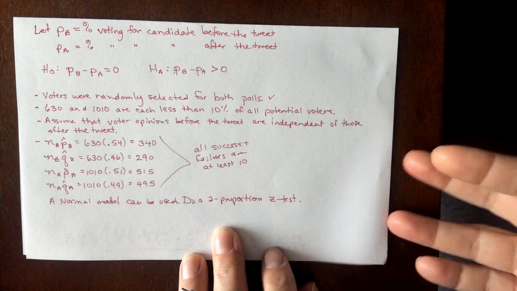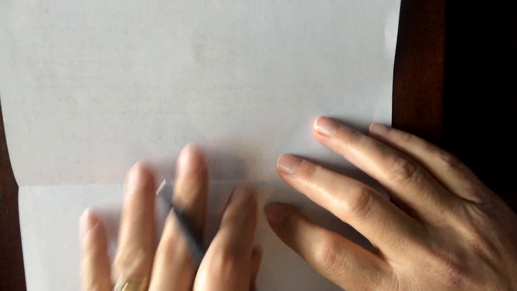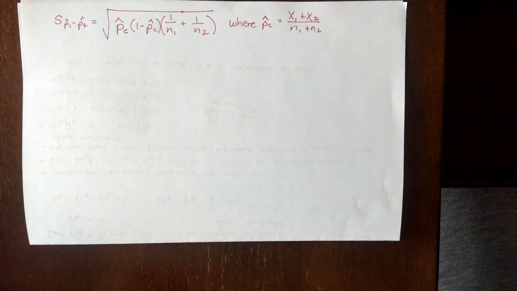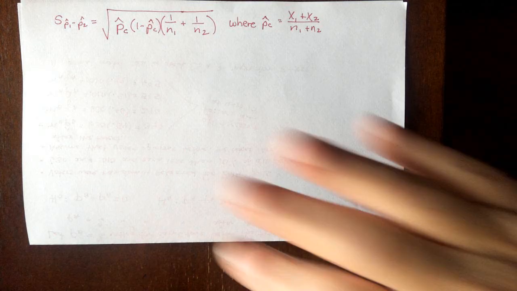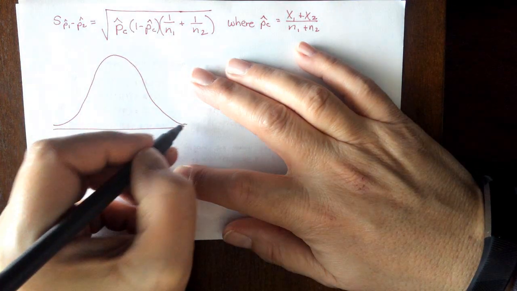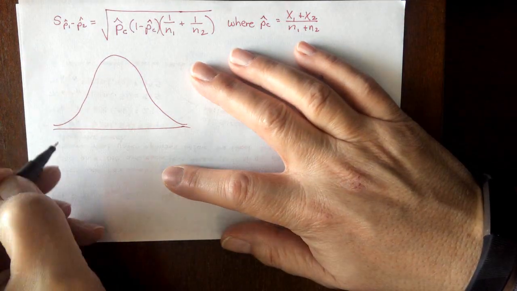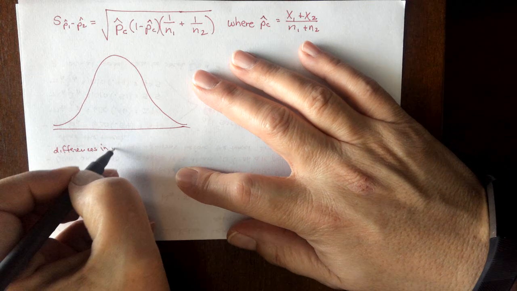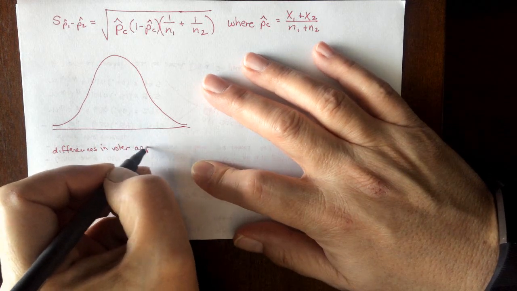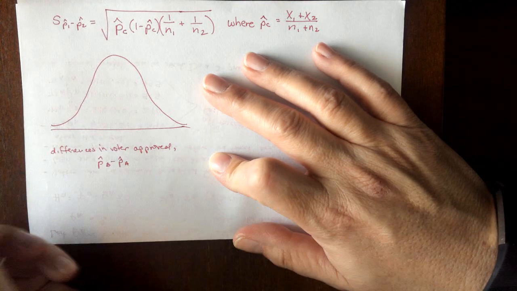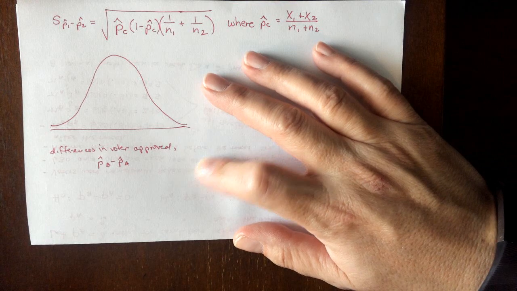So I have the formula from the Blue Book written down here. So let's pull that out. Okay, so this is the formula we're going to use for standard error. It's the messiest part of the whole thing. But let's start with the big picture. We argue, because all of our conditions check, that the differences in voter approval, P hat B minus P hat A, are normally distributed because the conditions check.